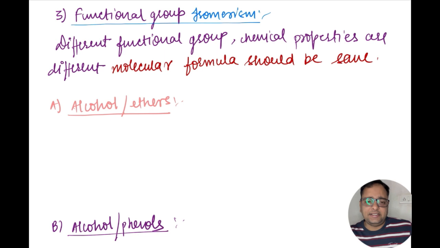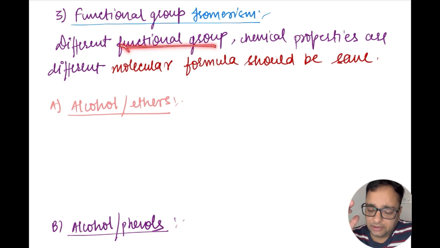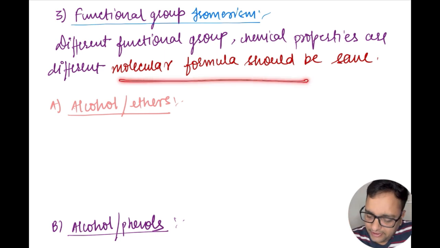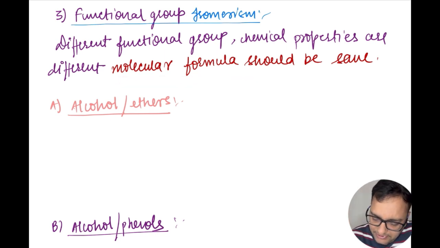The chemical property is different because of the functional group. Functional groups are defined on the basis that they give a different chemical property. The functionality of the group is different. The term functional group comes from the function of that particular hydrocarbon being different, but the molecular formula must be the same. Then they are called functional group isomers. So let's look at the examples.